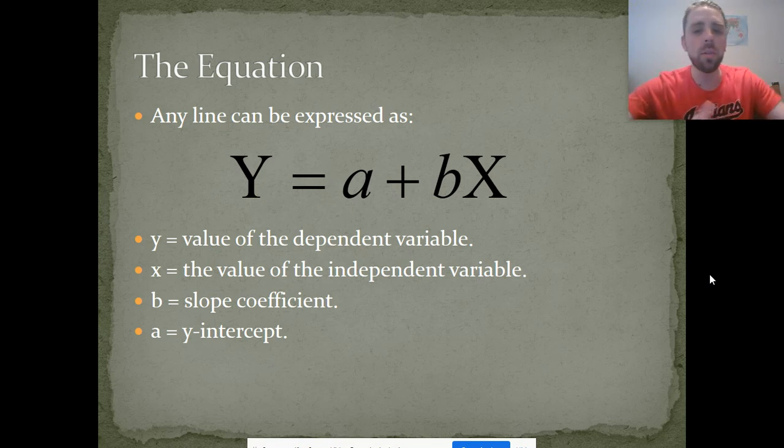Okay, so let's go through that one more time. Let y stand in for the dependent variable. Let x represent the independent variable. Let b be the slope coefficient, and let a be the y-intercept of the line, the point where it crosses the y-axis. Okay, how are we doing so far?